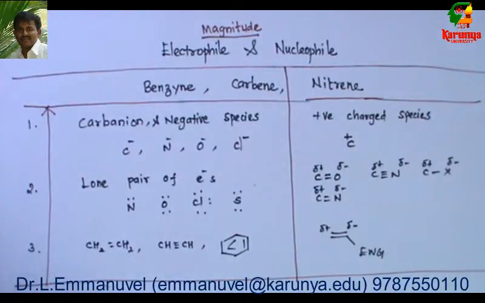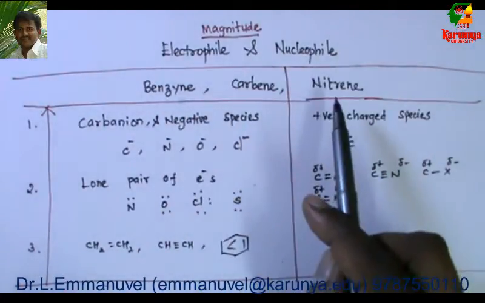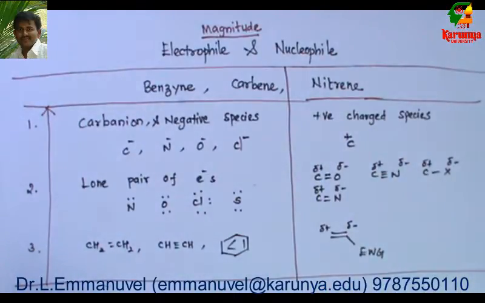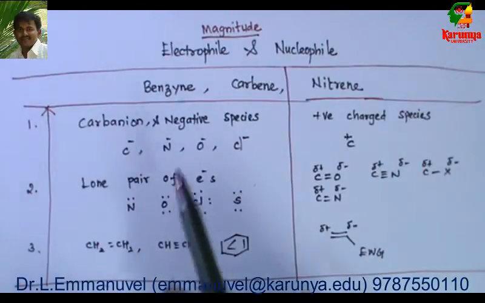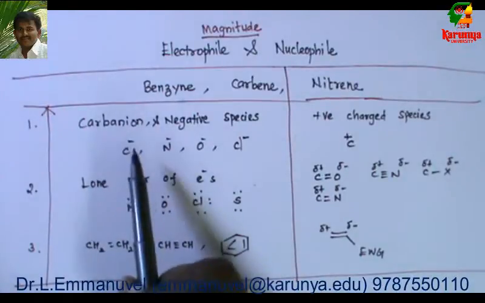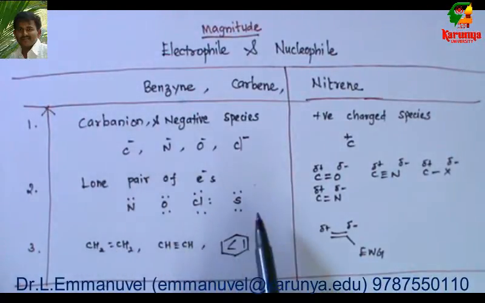In this video, we are going to discuss the magnitude of electrophilicity and nucleophilicity. In the earlier video, we discussed the different types of electrophiles and nucleophiles. I have given that here. Benzene, carbene and nitrene, I mentioned they are a special type of species. Then for nucleophile, I gave three types. They are here: negatively charged species, atoms which have a lone pair of electrons, and multiple bonds.